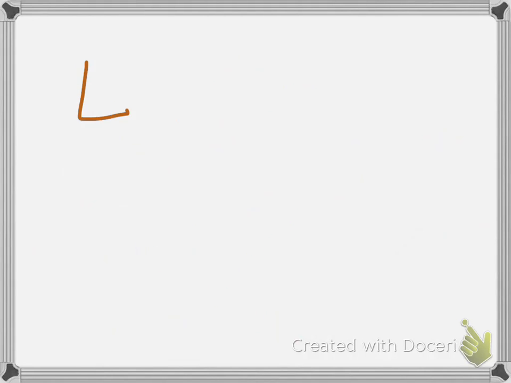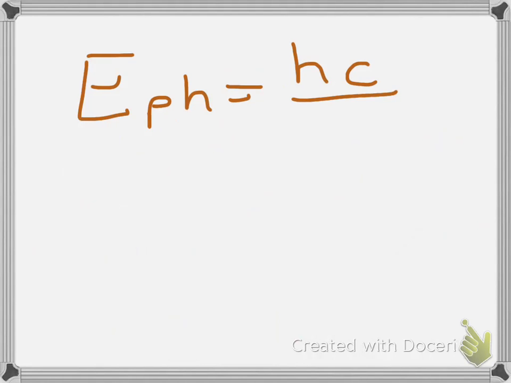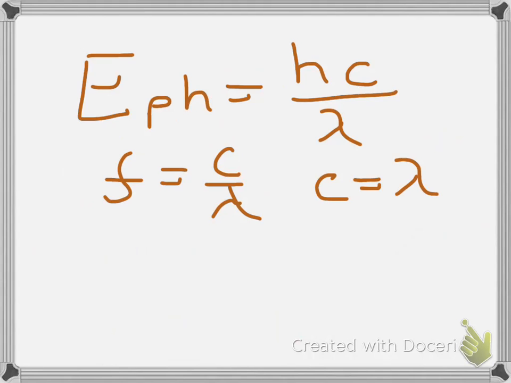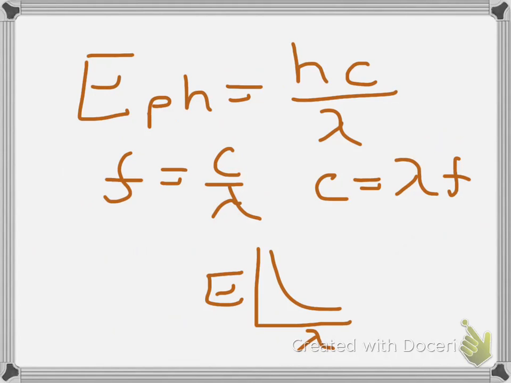Now, another way we can write that equation is that the energy of the photon equals Planck's constant times the speed of light over the wavelength. That's simply taking frequency and saying that it's equal to the speed of light over wavelength from this equation here. And when looking at these two things, you'll see that the energy and the wavelength have an inverse relationship. So as the wavelength increases, the energy of that photon decreases and vice versa.